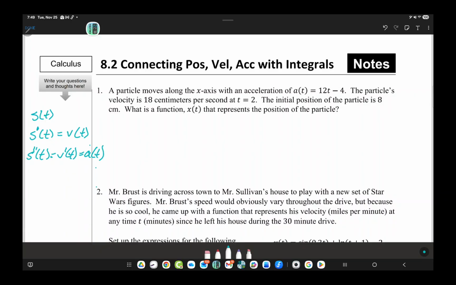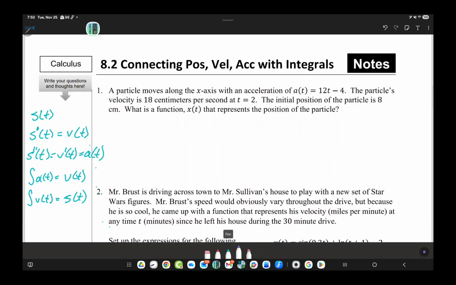Well, that means the integral of acceleration would give you velocity, and the integral of velocity would get you back to the position function. And again, it's more obvious at that point, I think. So we understand the concept that derivatives and integrations are inverse operations of each other.